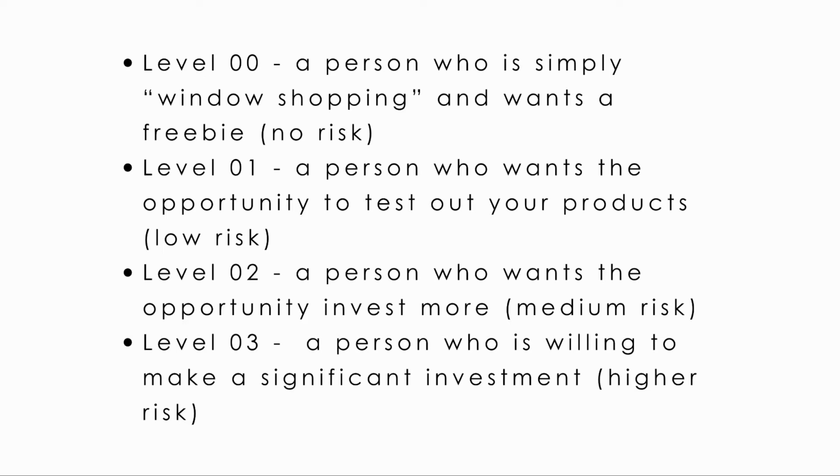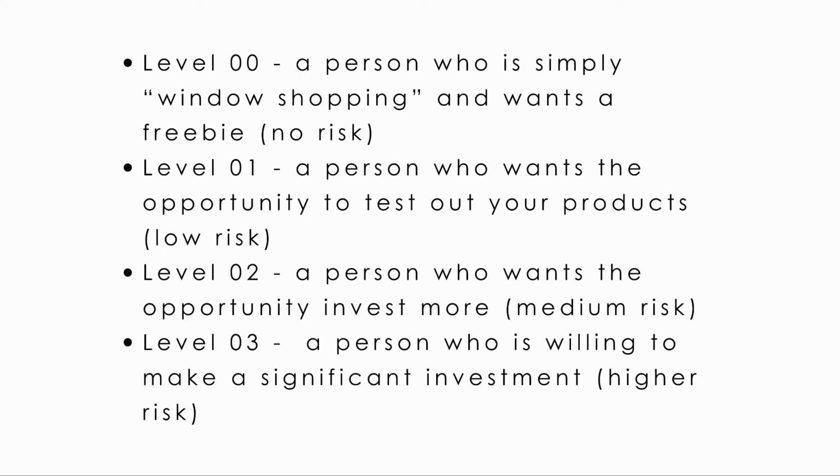Next, you have a beginner, or a level 1. This is a person who has never bought from you before, but they do want the opportunity to test out your products, though they don't necessarily want to make a huge investment. So this is low risk for them. A good price point for this person would be a tripwire or a one-time offer or a low ticket product, anywhere between $7 and $49, where they may be buying an ebook or a masterclass or a webinar replay, something of that nature.